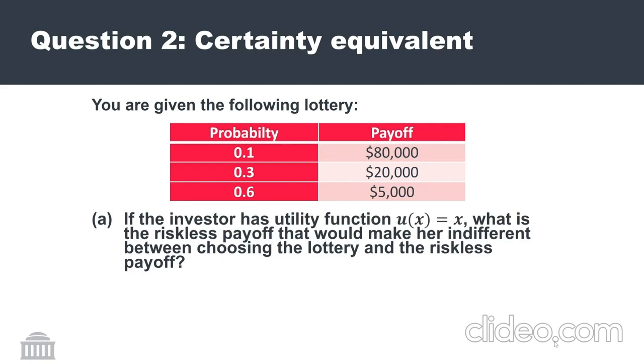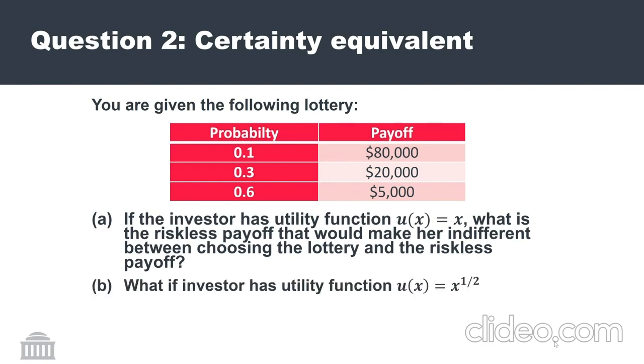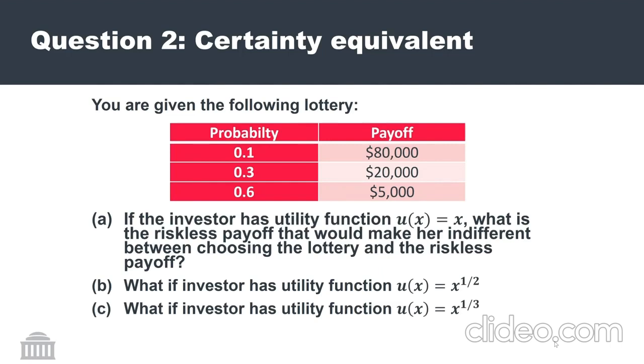If the investor has utility function u of x equal to x, what is the riskless payoff that would make her indifferent between choosing this particular lottery and the riskless payoff? Then part B of this question gives you an investor with a different utility function, which is u of x equals x raised to the power 1/2, and asks you the same question. And part C gives you yet another investor with utility function u of x equals x raised to the power 1/3.